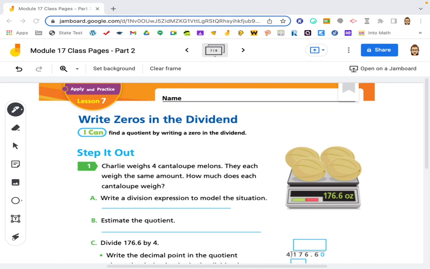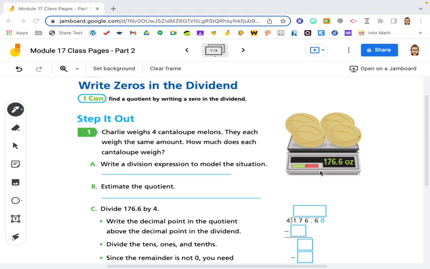Charlie weighs 4 cantaloupe melons. They each weigh the same amount. How much does each cantaloupe weigh? Write a division expression to model the situation. So we have 176 and 6/10 divided by 4. So we're going to estimate the quotient.